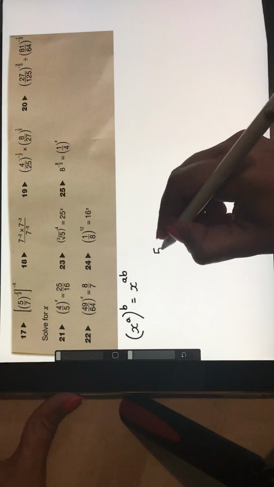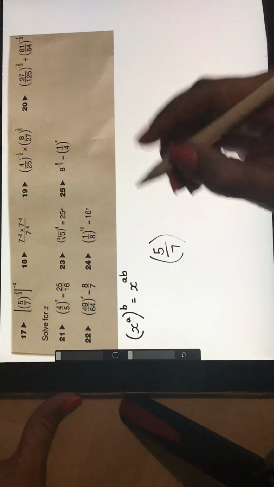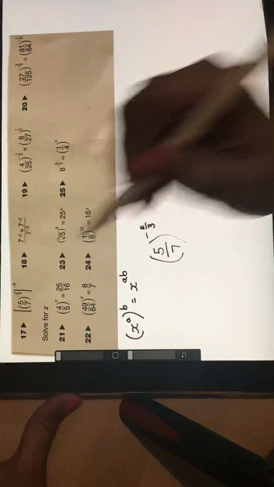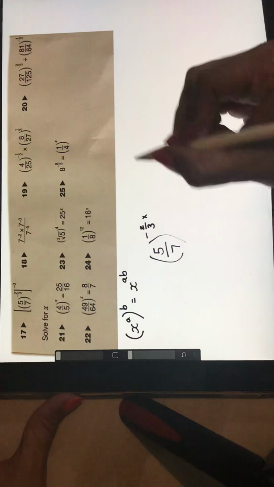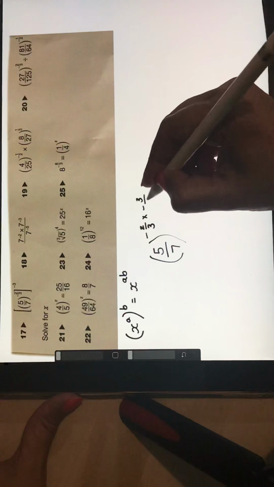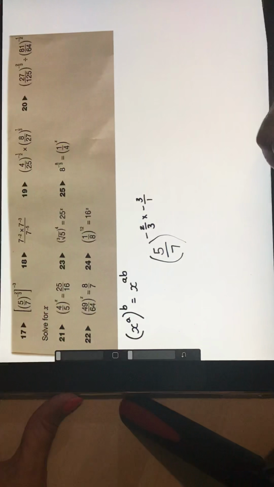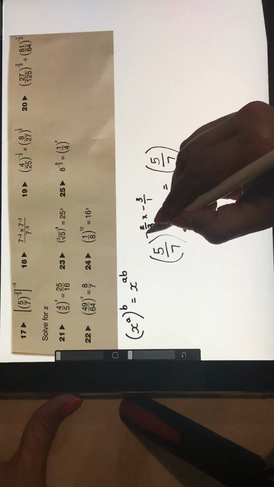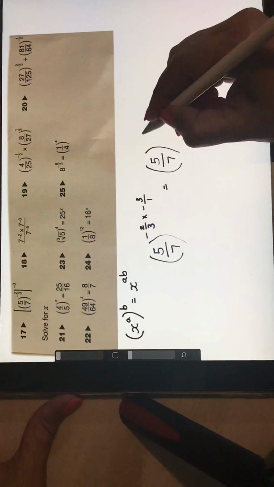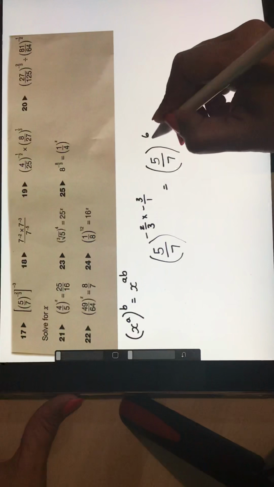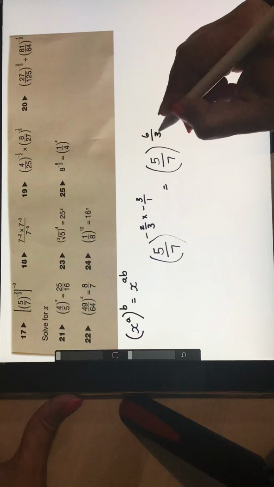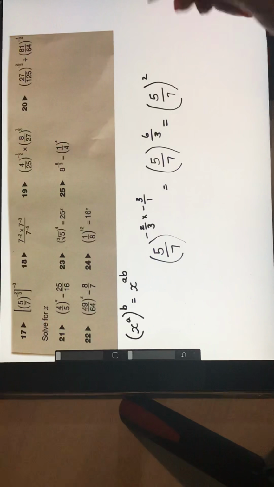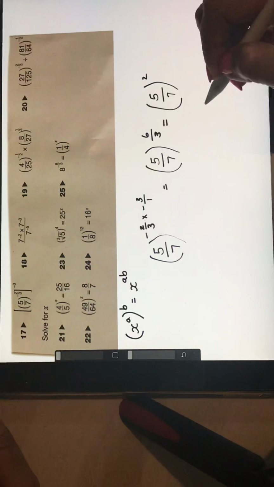Inside the bracket, we've got 5 over 7 to the power of minus 2 over 3. If we want to remove that negative 3 at the top, we simply multiply negative 3 over 1 with the other fraction. So we're going to get 5 over 7 raised to minus 2 times minus 3, which gives us a positive 6, and 3 times 1 gives us 3. So 6 divided by 3 gives us 2.